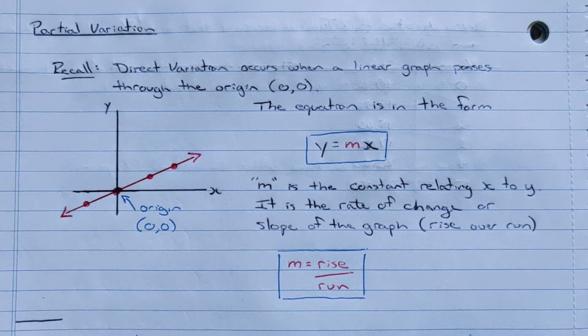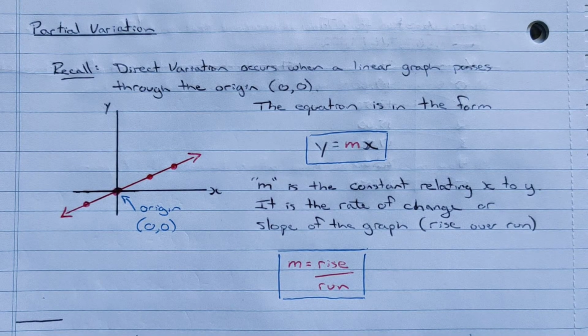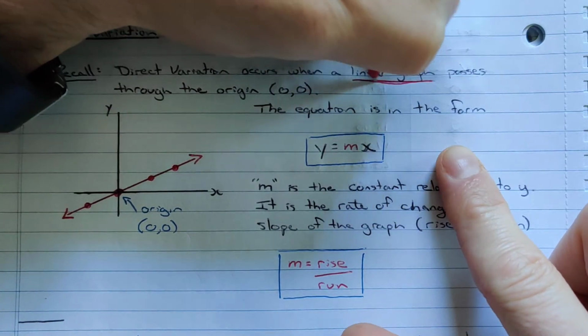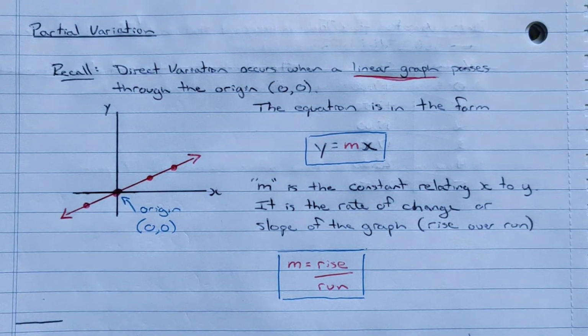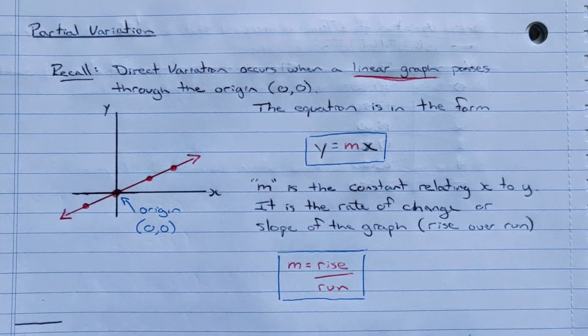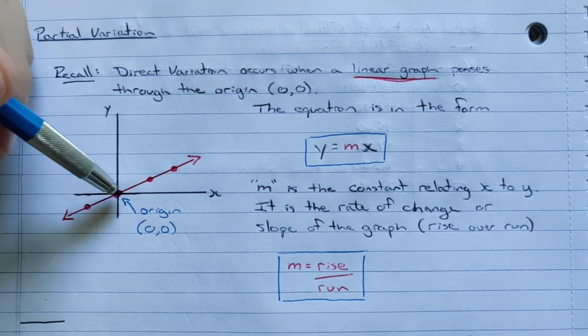Okay, so we're looking at a concept called partial variation. Last time we were looking at direct variation. So if you recall, direct variation occurs when a linear graph, and note that it does have to be linear, so this doesn't work if the graph is curving, swerving, or not a single straight line. In that case, direct variation occurs when a linear graph passes through the origin, which is the 0,0 point on the graph.